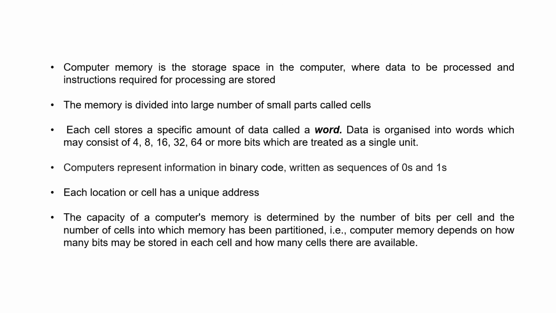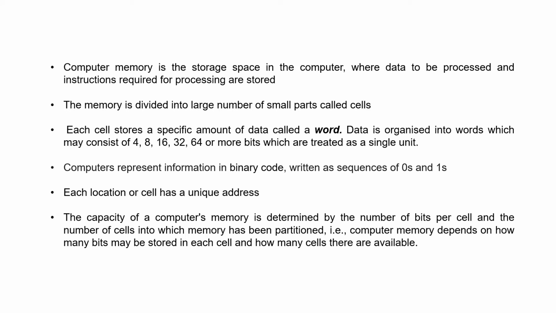Computer memory. Computer memory is the storage space in the computer where the data to be processed and the instructions required for processing are stored. The memory is divided into a large number of small parts called cells. That is, they are organized into small parts called cells.